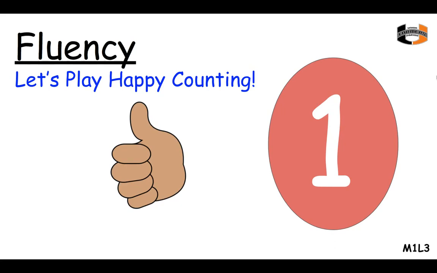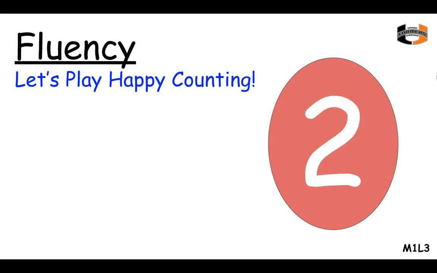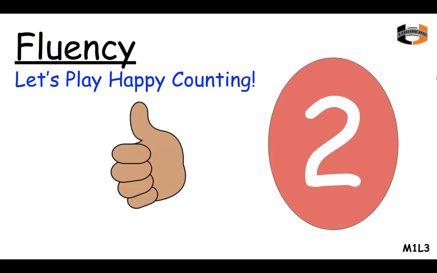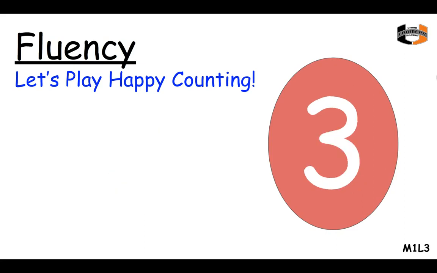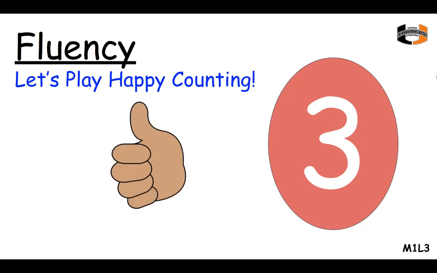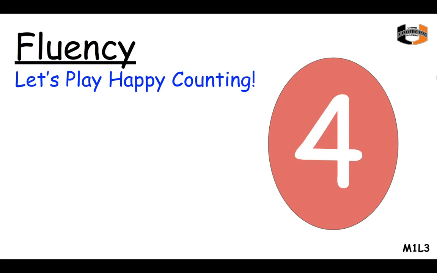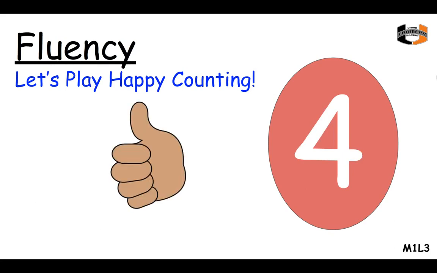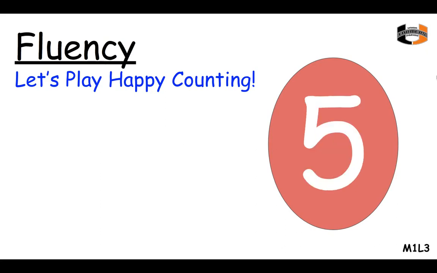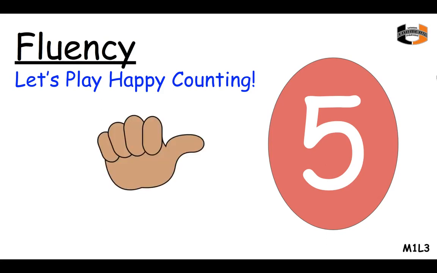You see the thumb up, you're going to go up to 2. You see the thumb up, you're going to go to 3. You see the thumb up, you're going to go to 4. Another thumb up means we go to 5. Okay, that means we're going to pause or stop.